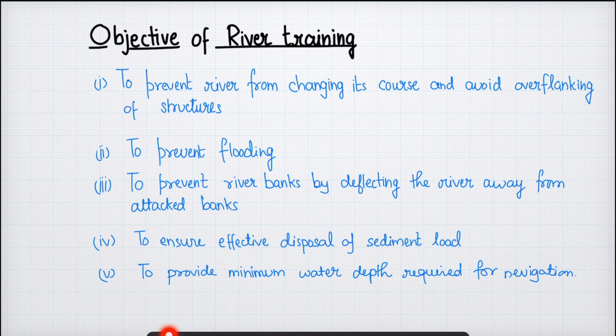If any structure is there, we do not want to decrease the utility of the structure. The structure should be there and fulfill its purpose. We do not want the overflooding of the river. So another aim of river training work is to prevent the flooding of the river. The third point is to prevent river banks from deflecting the river away from the attached banks.